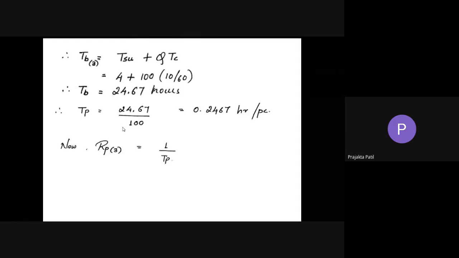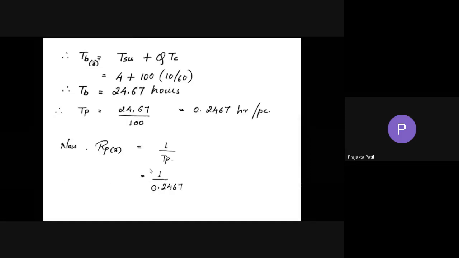It is 1 divided by TP. Why have I taken 1 divided by TP? Because we have already converted the values into hours. Wherever it was in minutes, we have already taken care of that. Therefore we are taking it as 1 divided by TP instead of 60 divided by TP. If the answer of TP was in minutes, then we would have considered the constant 60 here. But as we already have it in hours, we don't have to consider the constant 60. So it's a simple substitution.